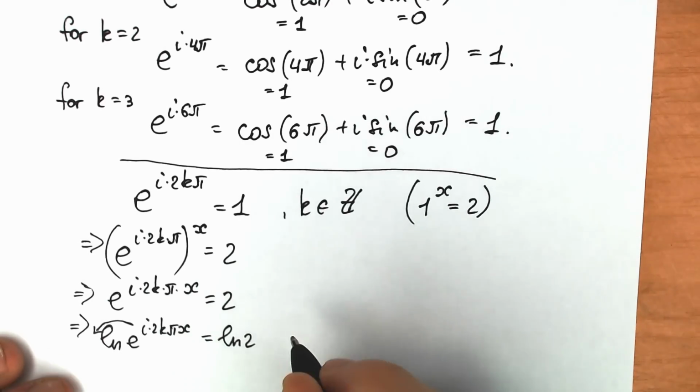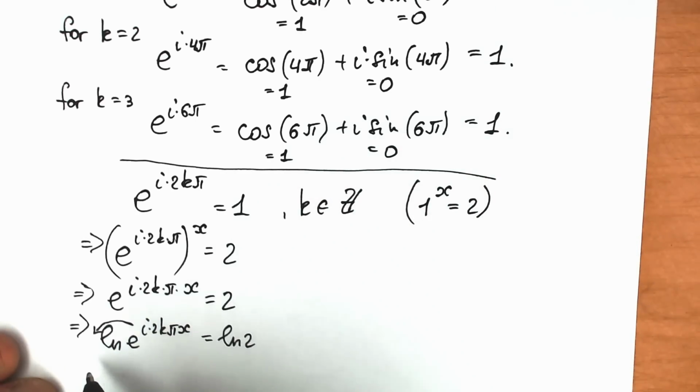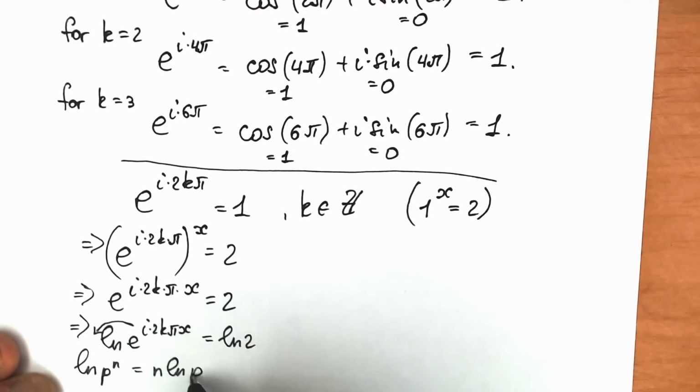We have natural log, I write it right here. I hope you understand it. So we have natural log of p to the power n, and we can write it as n times natural log of p. Okay, so here's our property.